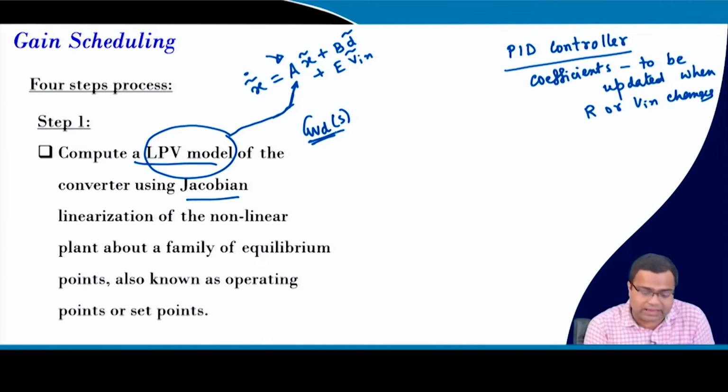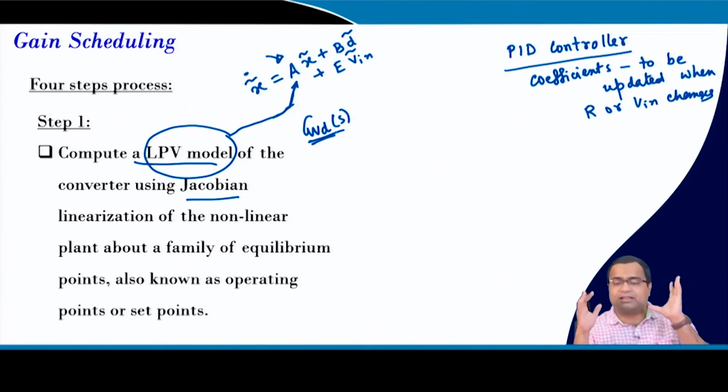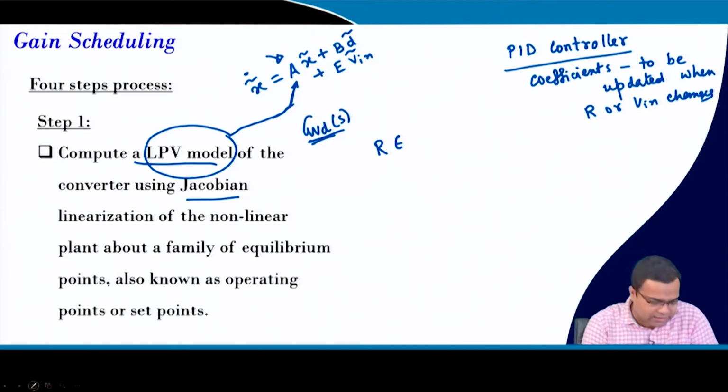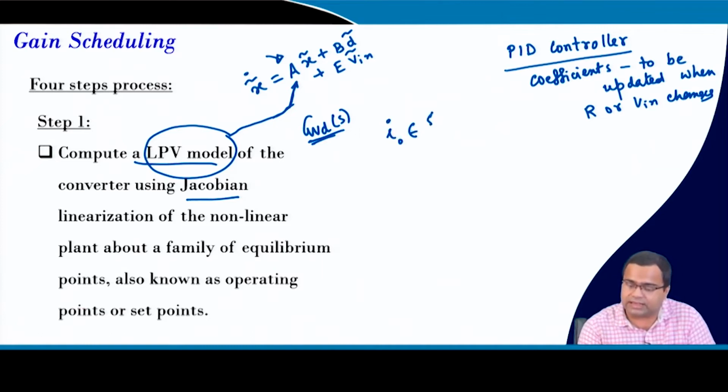So, we need to get a family of equilibrium points. That requires knowing what my range of load is, or in other words, in terms of load current. So, this requires the information of my load current. What is my load current? Let us say it varies from 100 milliampere to, let us say, 5 ampere.